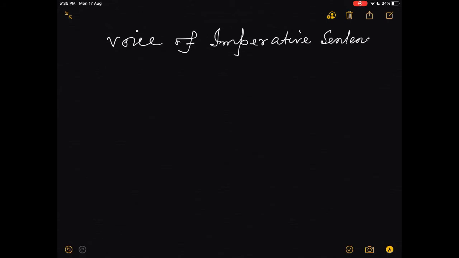Today I am back here with one new lesson, and that is voice of imperative sentences. Voice of imperative sentences. To start the voice of imperative sentences, take a few imperative sentences here.